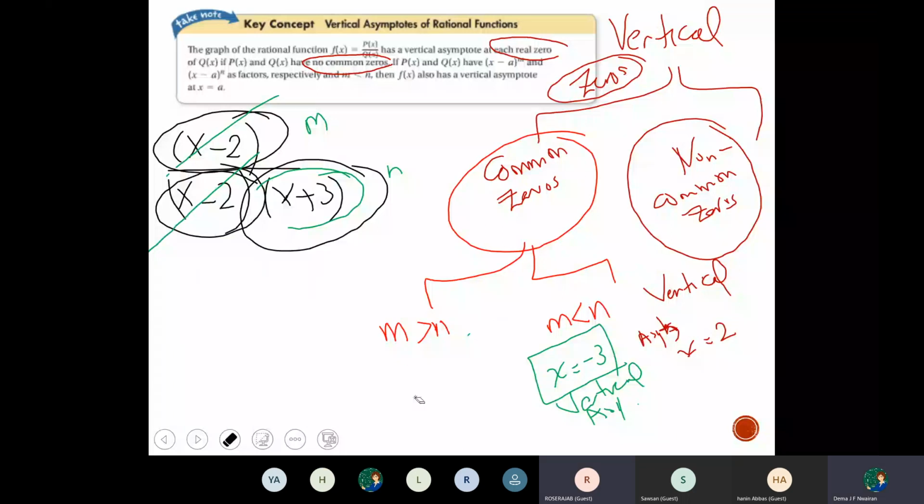Can you explain what you mean about m greater than n? Do you mean that x equals 2? No. I told you on Wednesday.